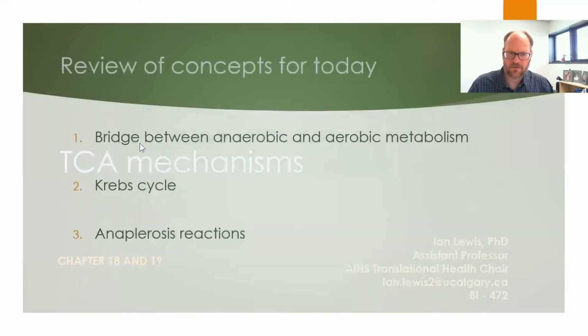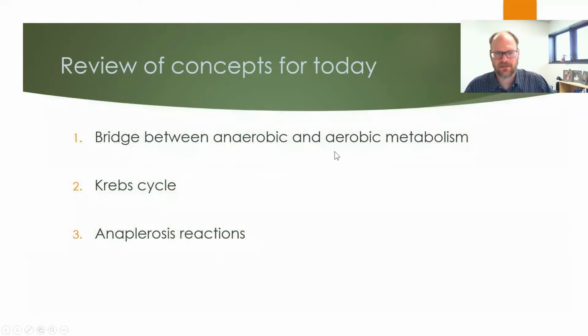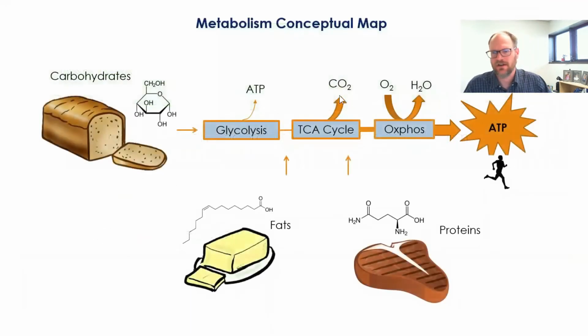So the overall roadmap for today is we're going to talk about the bridge reactions between glycolysis and anaerobic and aerobic metabolism. We're going to talk about the TCA cycle reactions themselves, and we're going to talk about anaplerosis. So as an overall concept map, just as a reminder, we're talking about reactions that primarily are taking carbohydrates, sugars in one way or another, and bringing them into the TCA cycle, okay?